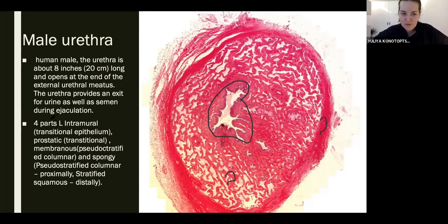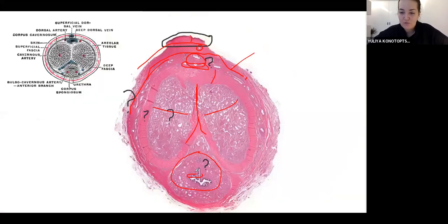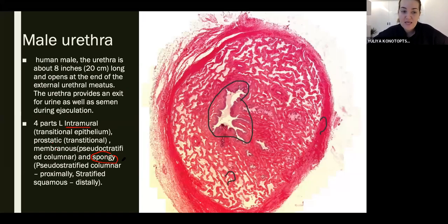There are 4 parts of the male urethra: intramural, prostatic, membranous, and spongy. Which one is inside of the penis? Spongy urethra. So if I go back and ask you which kind of urethra is here, you'll say spongy urethra because it is inside of the corpus spongiosum, right? Where the prostate is, you will have prostatic urethra. Between them, where the base of the penis will be, you will have membranous, and that part of the urethra which begins inside of the bladder, you'll call it intramural.